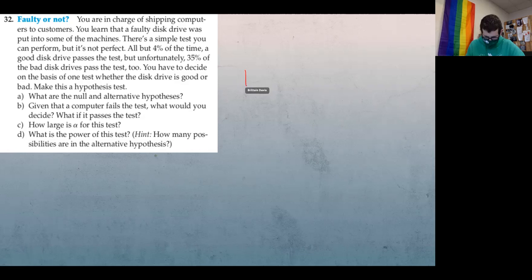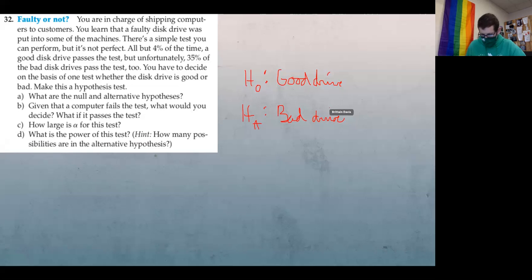Okay, would the null be that it's a good drive? It'd be that it's not bad. Good is not bad. In this case, that terminology is fine. I think that's fair. The null, we would assume every drive that comes through meets quality standards. The alternate hypothesis is that it's a bad drive. So passing this one test means it's a good drive. Failing to pass it would make it a bad drive.